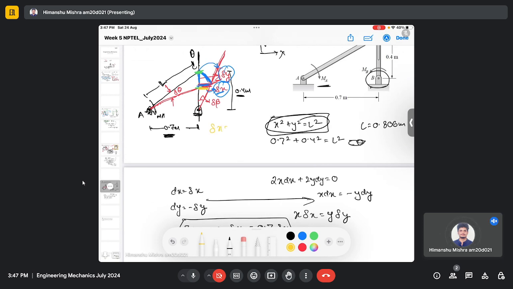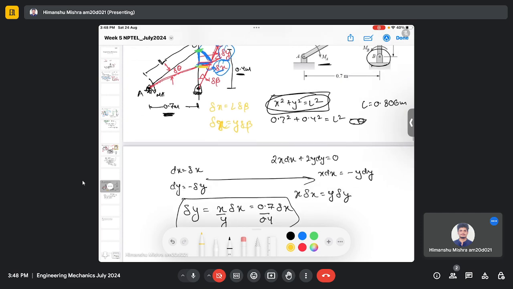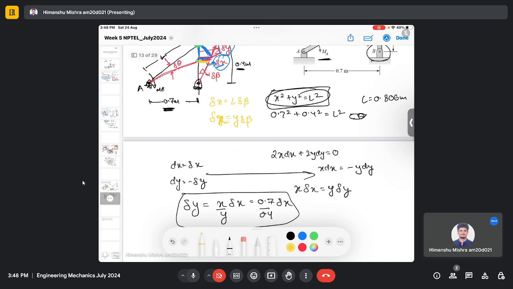And del x can be given as L del beta, and the length here is y. So it's y del beta. Okay. So here I can write del beta as del x by y.